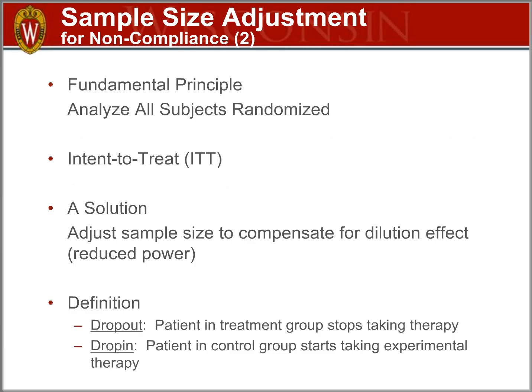There's a very fundamental principle which we'll talk about in a couple of more lectures, which is called the intention to treat principle. This is very important because what it says is that you must account for all patients that you randomize in your analysis.